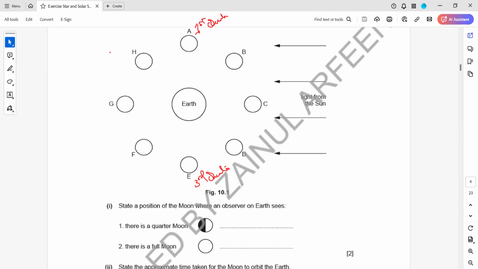C will be the new moon. You won't see it. Here it will be a full moon. G will be the full moon. The quarters are there at E and A, and at E you will observe the quarters. So there will be a quarter at position A or at position E.